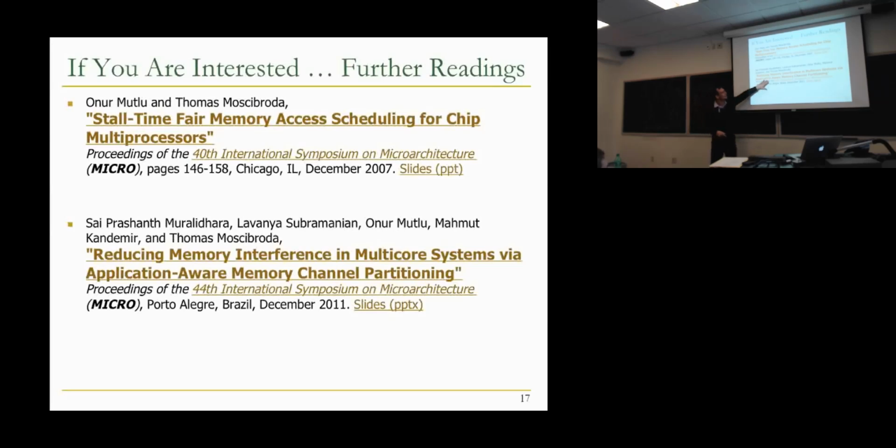This is another solution that my student Lavanya proposed with others that basically says we're not going to change the memory controller that much, but what we're going to do is try to figure out the interference that's happening between these different applications and try to map them to different memory channels, different memory controllers, such that they don't interfere with each other. This is a more system software solution, and this is a more memory controller solution.